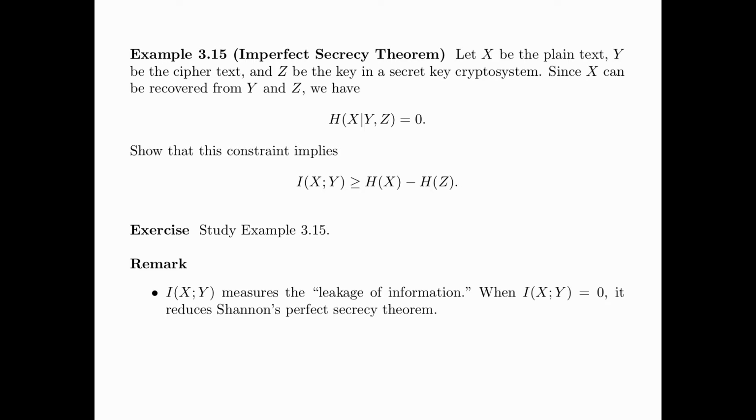The interpretation of the imperfect secrecy theorem is the following. The mutual information between X and Y measures the leakage of information, that is, the amount of information about X that the adversary can learn by knowing Y. The imperfect secrecy theorem says that the leakage of information is at least equal to the deficiency of the key length, that is, entropy of X minus entropy of Z. When I(X;Y) is equal to 0, that is, no leakage of information is allowed, the imperfect secrecy theorem reduces to Shannon's perfect secrecy theorem.